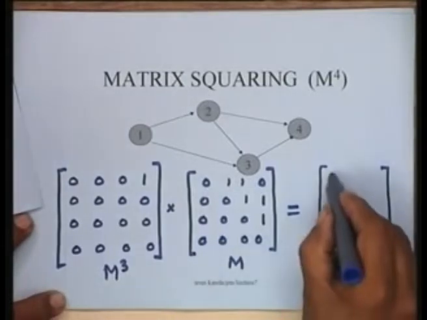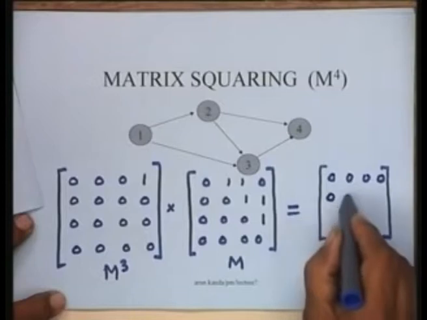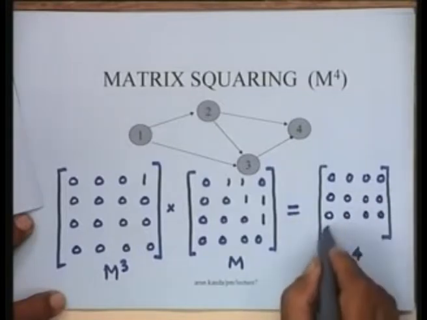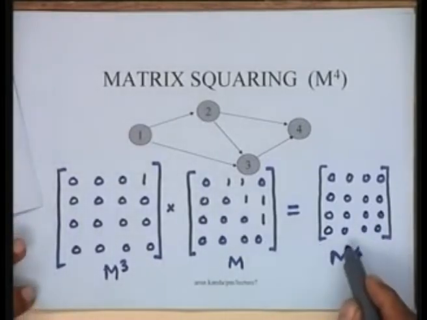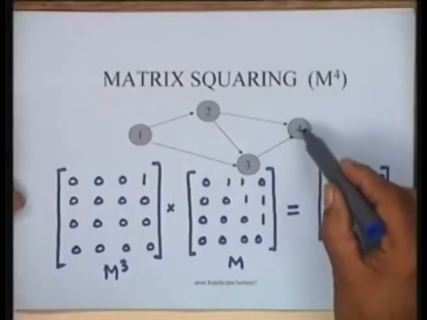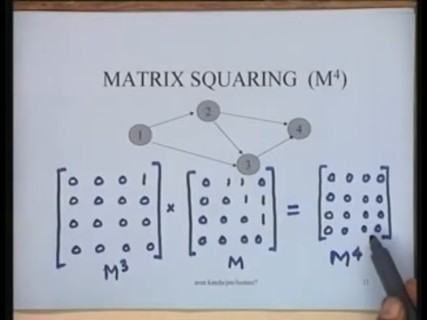You find that this matrix is actually nilpotent of index 4. What does it show? It shows that the matrix is consistent. That is, if there are 4 nodes, then M4 must necessarily be all zeros. There should be no fourth order paths in this particular network.